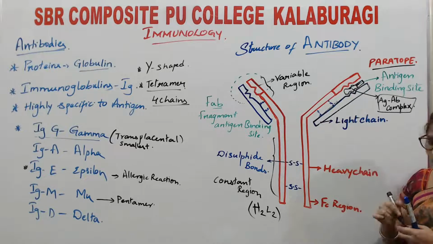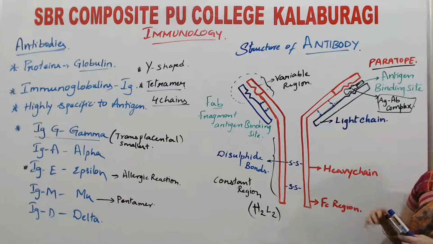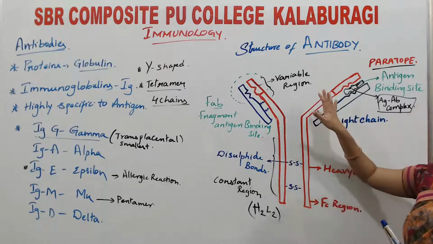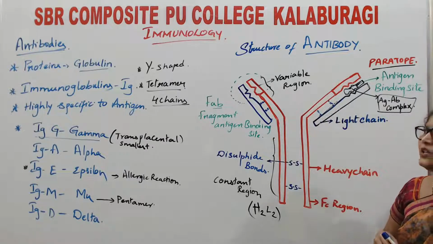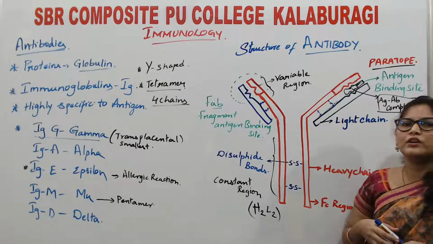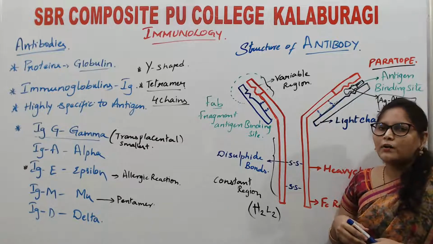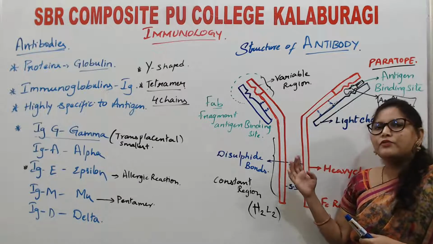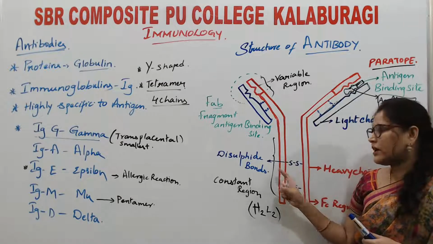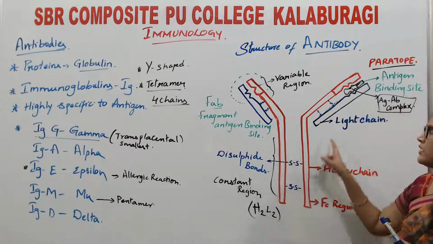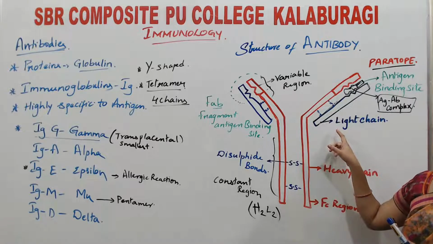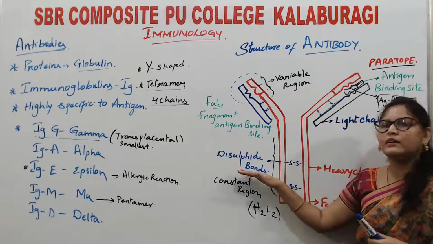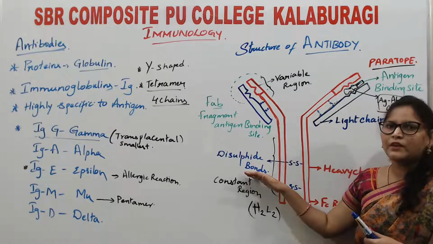Is that clear? Once again, see the structure of antibody, important even for board exam also. It is a Y-shaped structure. These antibodies were discovered by Emil von Behring. Each antibody is a tetramer having 4 chains. Out of those 4 chains, 2 are heavy chains and 2 are light chains. The heavy chain and light chain are joined by disulfide bonds.